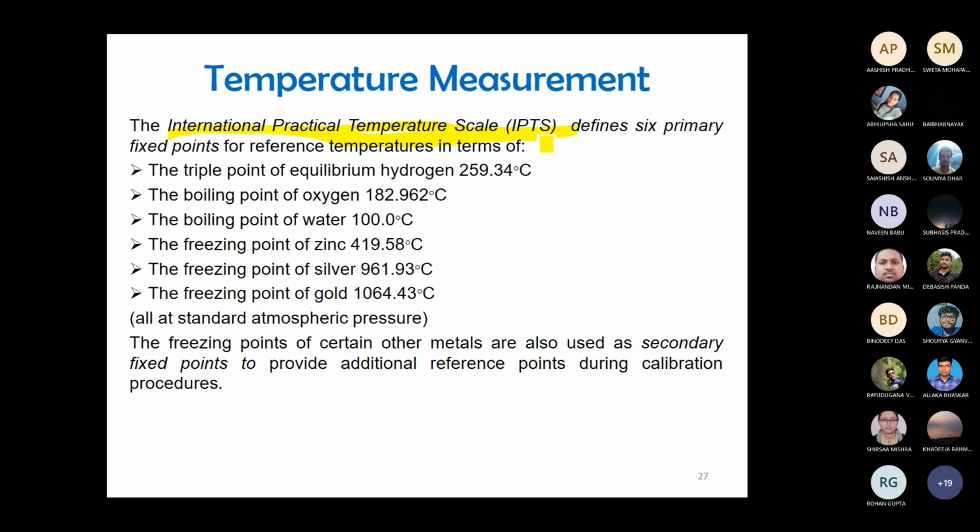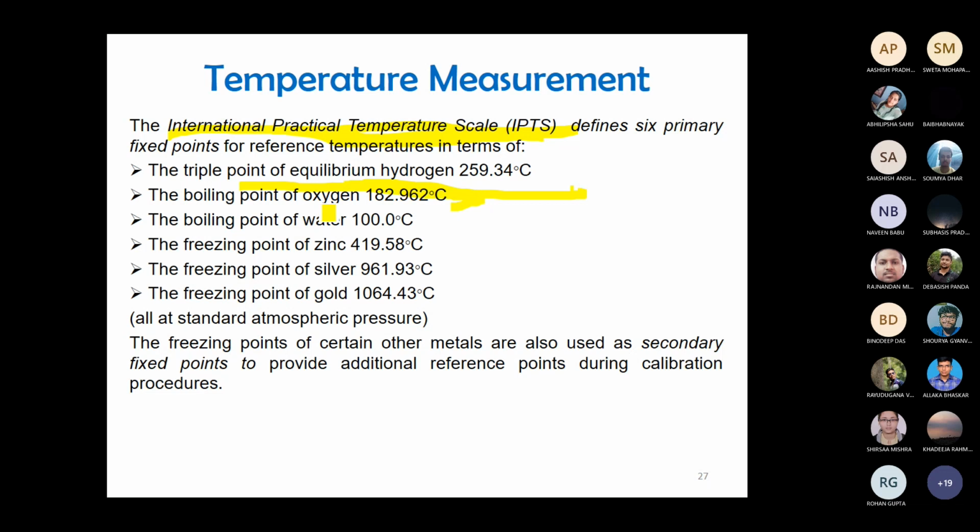Okay, so the triple point equilibrium of hydrogen is at a temperature of minus 259.34 degrees centigrade, which is very low. A normal thermometer cannot measure this, so you have to depend upon a strain gauge. The triple point equilibrium of hydrogen is given, and you are able to get the boiling points of hydrogen.